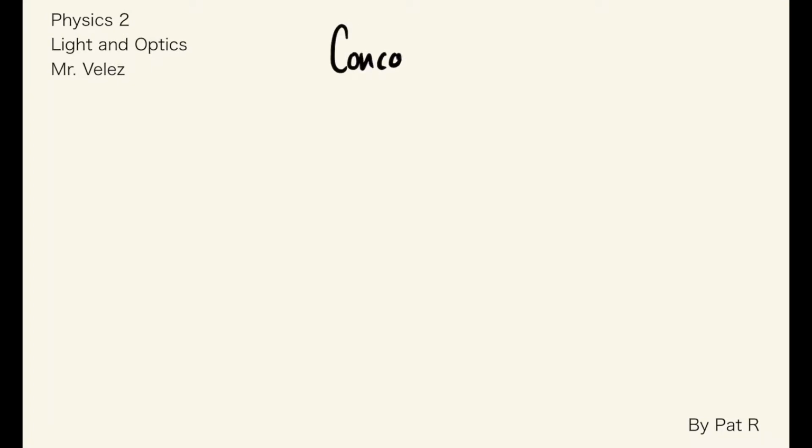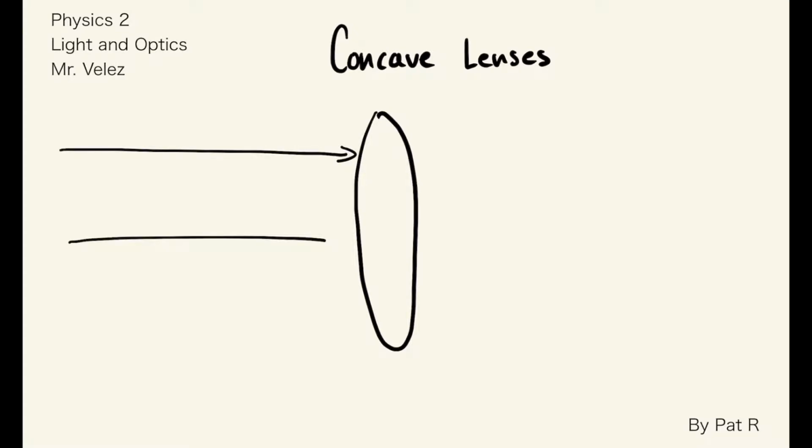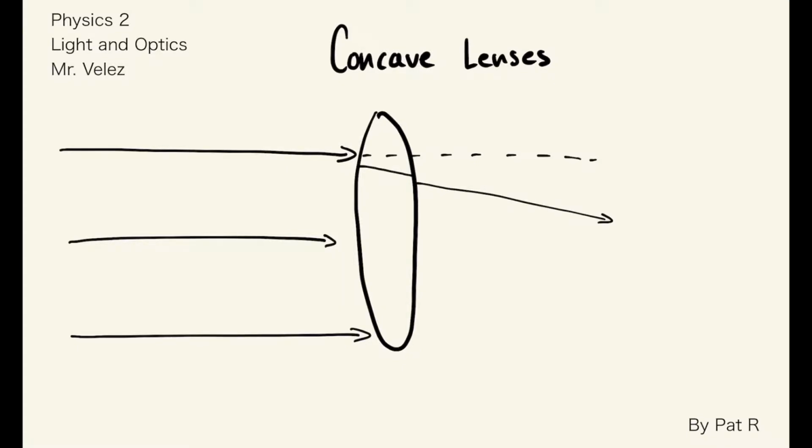Now let me draw the same two diagrams, but showing lines and the angle of refraction. In concave lenses, you can see the dotted line shows where the light rays are supposed to go, but then through refraction, the light rays are diverging.